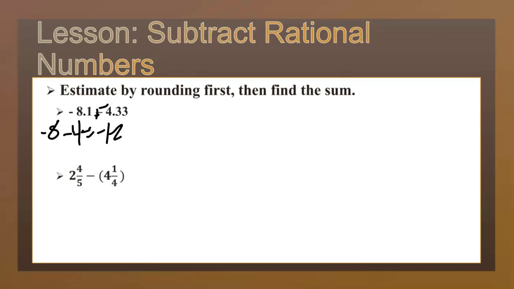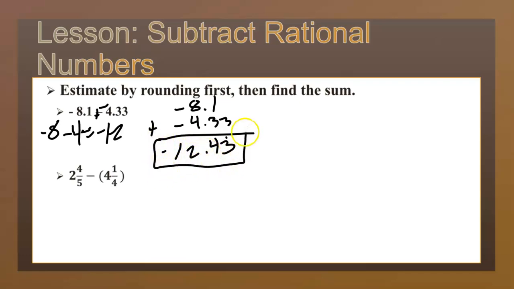Now let's find the exact answer. So I have negative 8.1, and I'm going to be adding a negative 4.33. And I get 4, or not 4, that should be 3 here. And then I got 1 plus 3 is 4, and then a negative 12.43 as our difference.